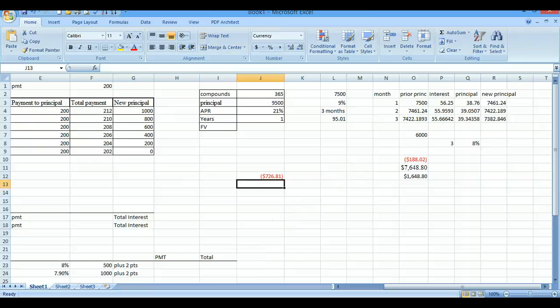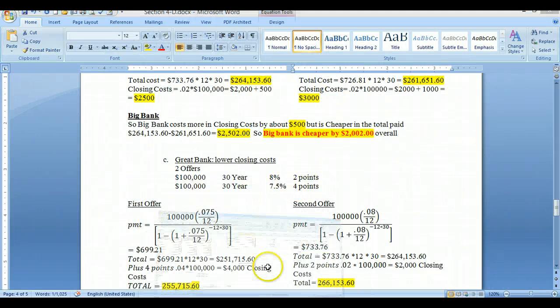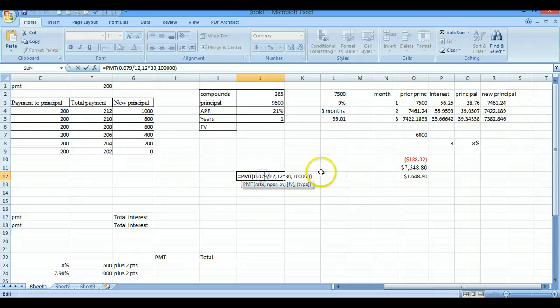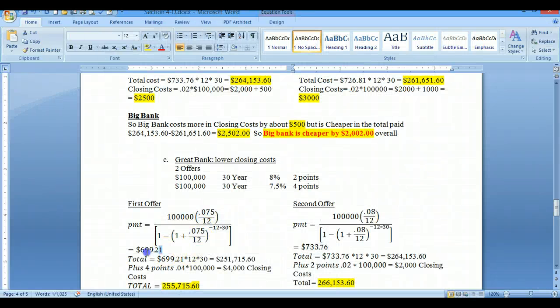I can come in again and do another one, or I can just change this to 7.5. Change that to 0.075. There we go, $699.21, which we have here. To find how much we pay total, we do our $699.21 times 12 times 30, which gives us a total of everything we're paying in this loan, $251,715.60. The total over here, $264,153.60.